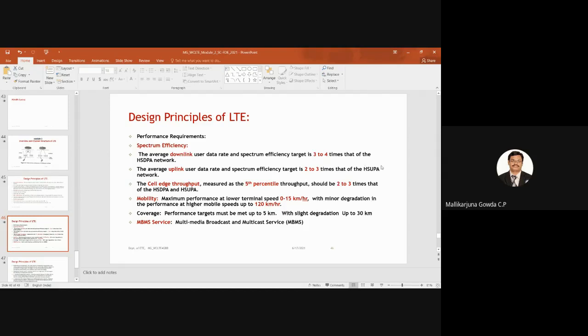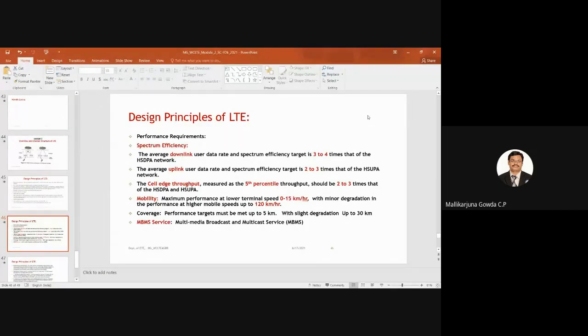Okay, means if it is 25 Mbps, then 2 to 3 times. 2 times means 50 Mbps. That is why they said it is 50 Mbps for LTE. Okay, so it is 3 to 4 times. Means 100 Mbps for the LTE, right? So it may be around maybe 25 Mbps in the downlink, right? So 25 times 4 is 100, maximum 100, right?